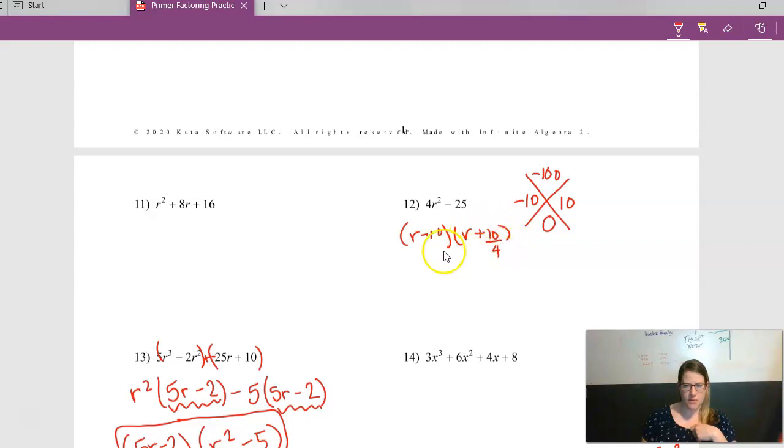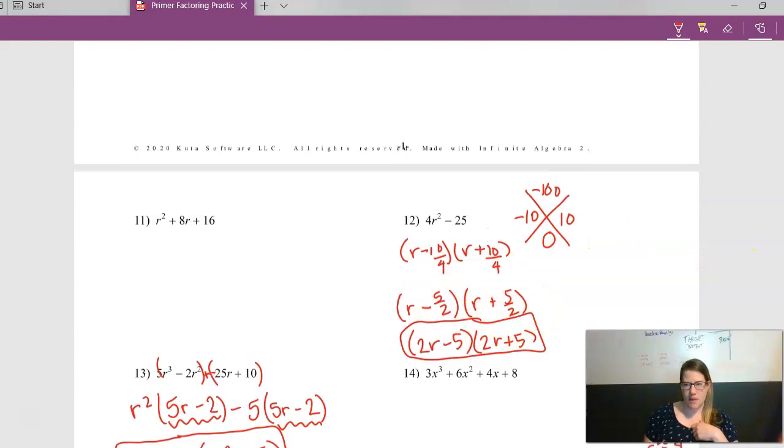Divide each of those by a, which is 4. We'll reduce this fraction, so this is r minus 5 halves and r plus 5 halves, just reducing 10 over 4 to 5 over 2, and then that 2 will move in front of r. So 2r minus 5 times 2r plus 5 will be the factored form.